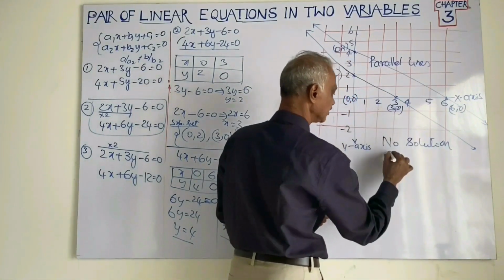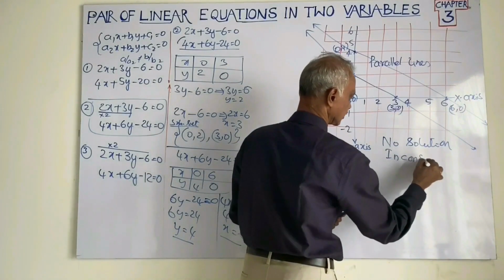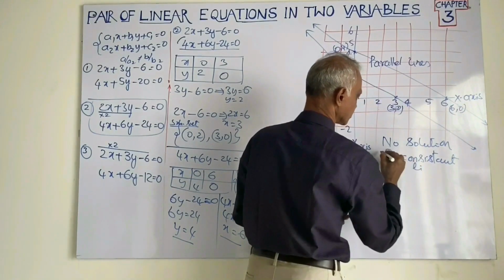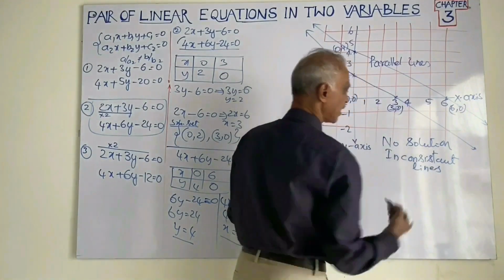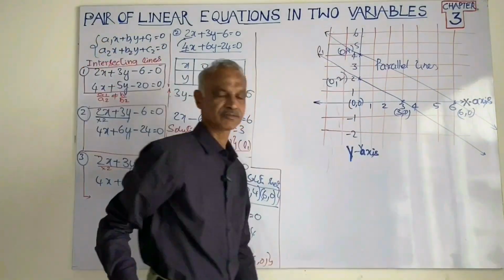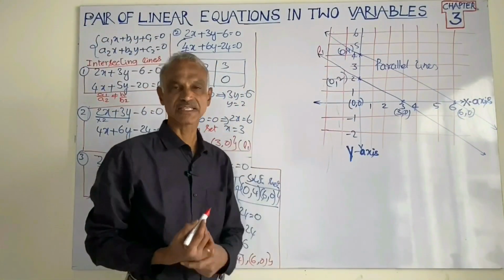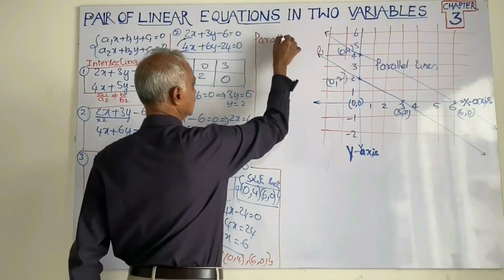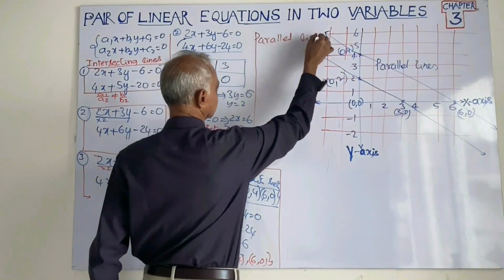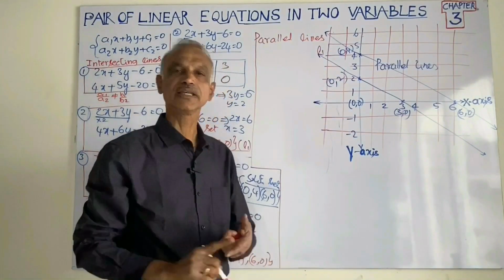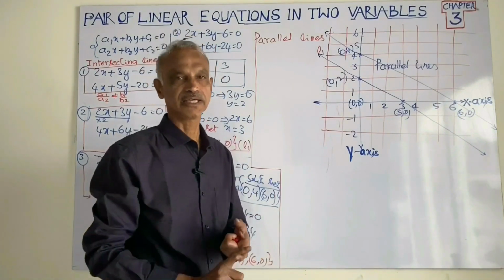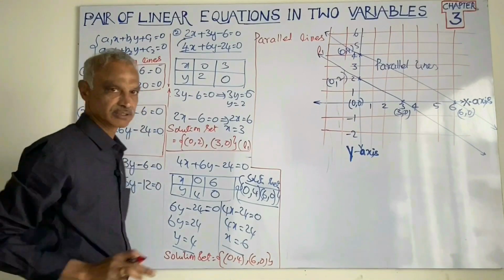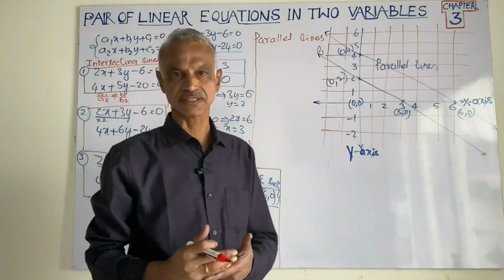These two are inconsistent lines. Parallel lines. There is no solution for them. What do you observe? These 2 lines are parallel lines. Are they intersecting anywhere? They are not intersecting anywhere. But these 2 lines are intersecting at one point. They are called intersecting lines.